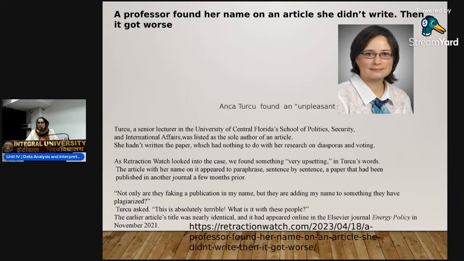इनको देखिए, Anka, she got a surprise, poor lady, right? It seems that her identity was stolen. She was put as an author on papers where she had no contribution. A professor found her name on an article she did not write. So why did they choose her? Will this come in plagiarism? Yeah, it will come in plagiarism, fabrication, falsification, identity theft, a lot of unethical practices.